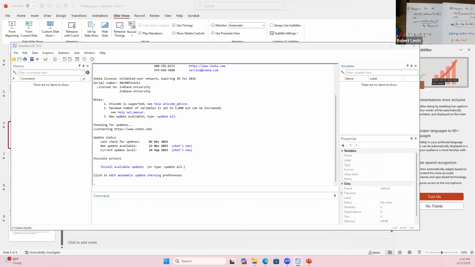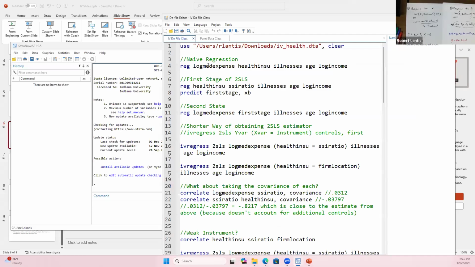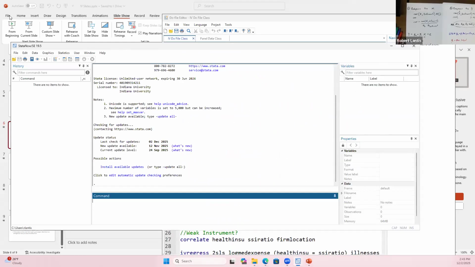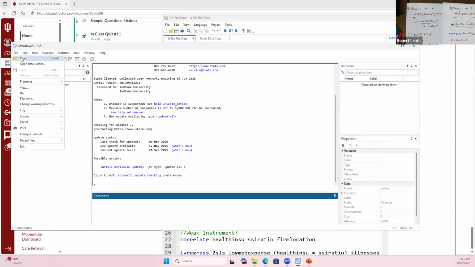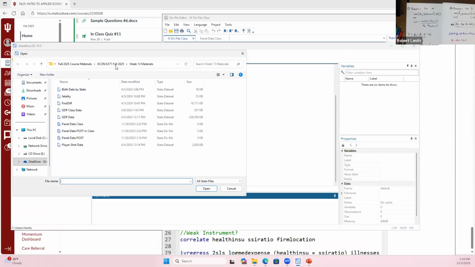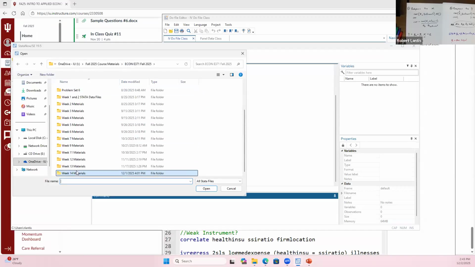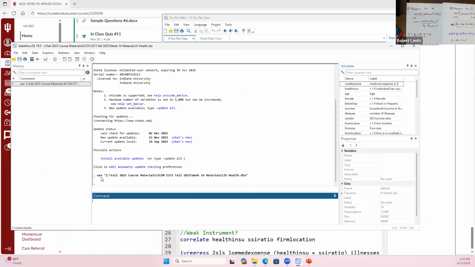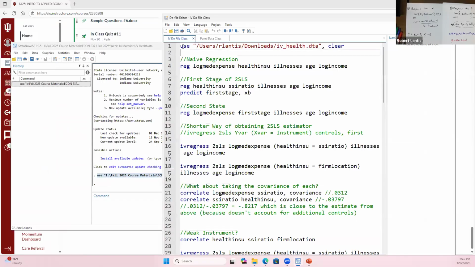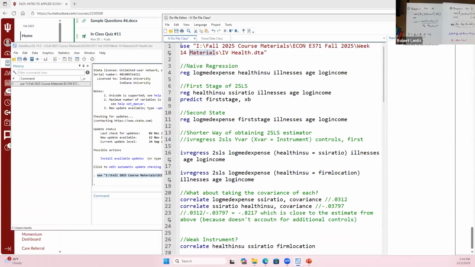Pull this open for me. There we go. So here's the do file that I've got posted for this week. Looks like I'm going to have to minimize this. File, open. So the ones I put up here, we're going to do 14 now. The first thing I have is this Ivy Health data set that I posted. So I'm going to want to open this up. I had this working off of my laptop. Forgot to change the location of where that exists. Okay. So I'm going to open up that Ivy Health data file.